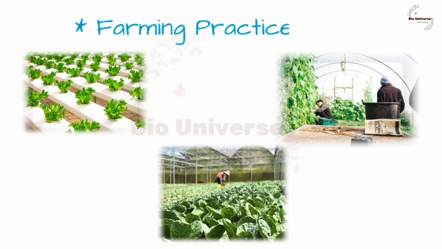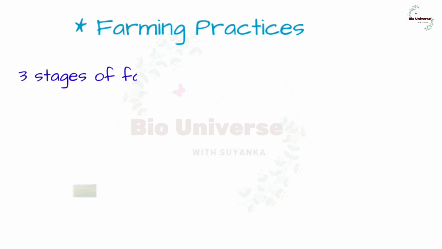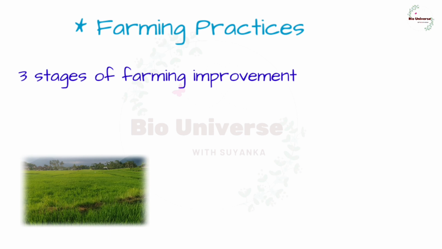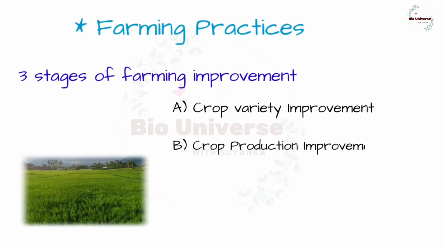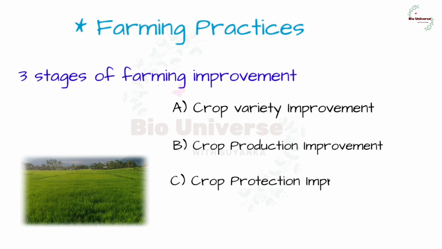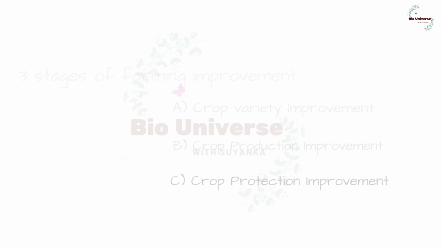In India, food grain production has increased 4 times between 1960 and 2004, while the cultivable land area increased by only 25%. This has been possible through improvement in three stages: crop variety improvement, crop production improvement, and crop protection improvement. Let us discuss them one by one.